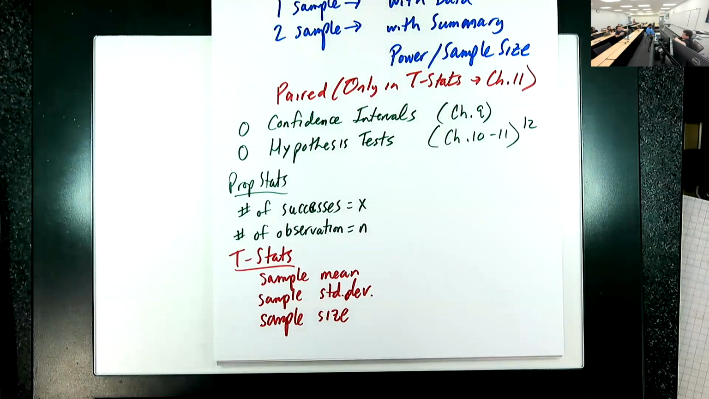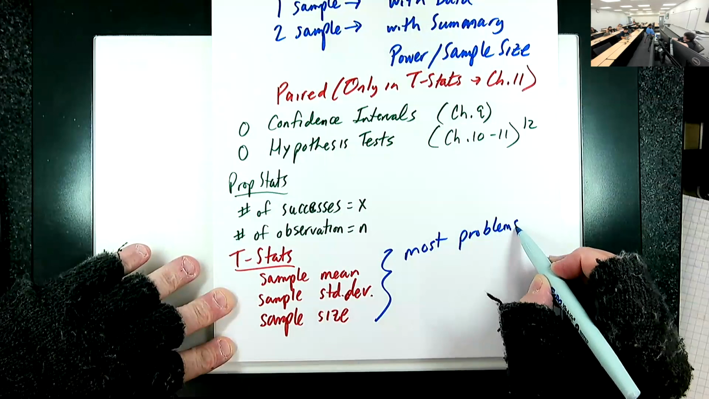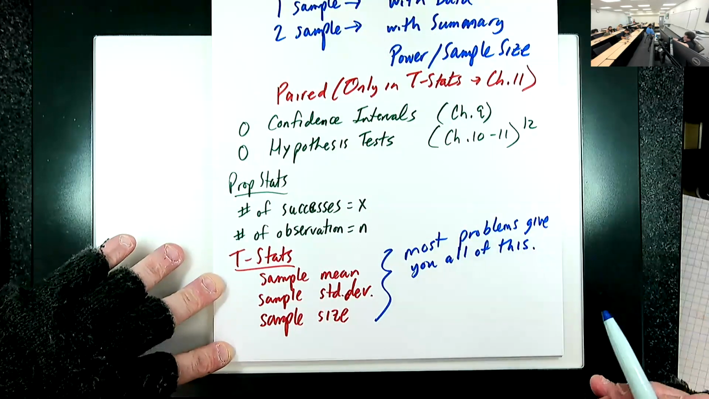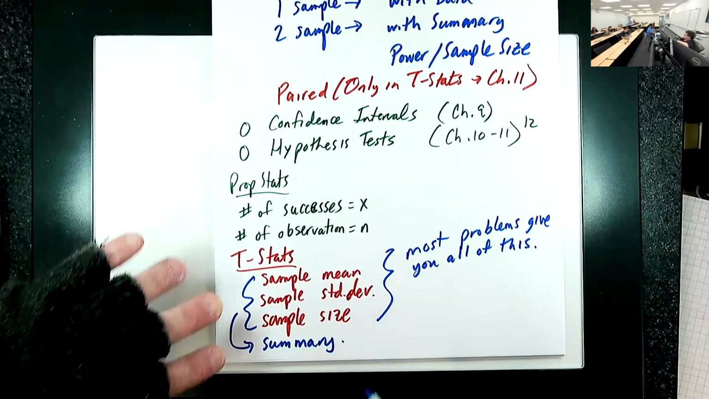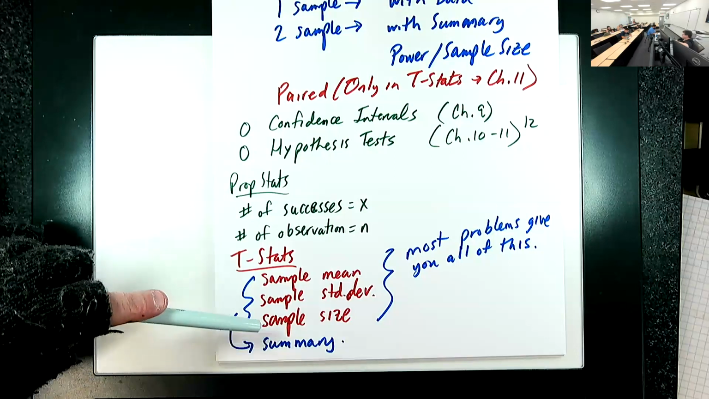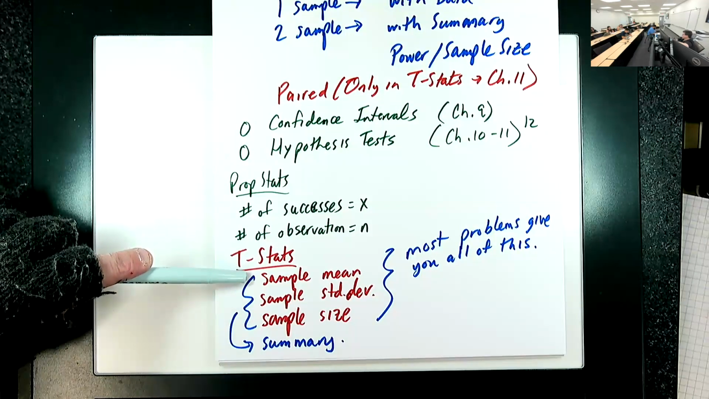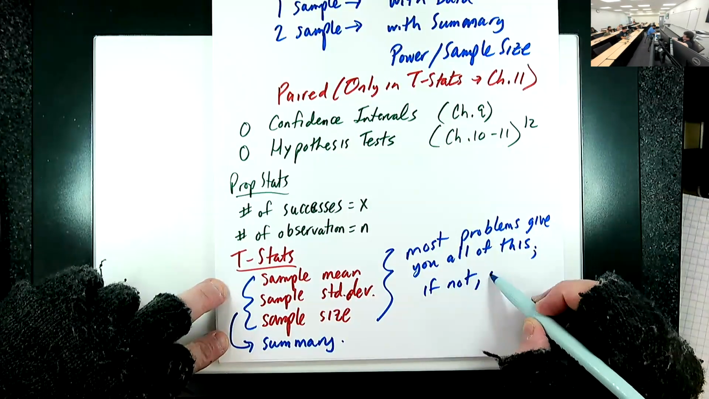Most of the problems give you all of this. This is for the summary, I should say. If you have the data, you'll just tell it what column your data is in. We'll see that today. If it doesn't give you this, you'll know the sample size. It's got to tell you the sample size. If it doesn't give you this, well, you probably have the data, and so you won't need this.